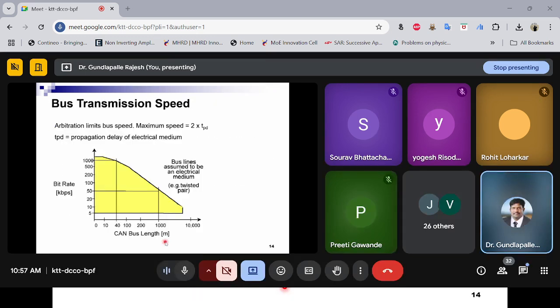Usually the bus transmission speed, so what transmission speed are we going to have? The maximum speed is given as 2 times TPD, where TPD is the propagation delay of the electrical medium. As the CAN bus length, which is in meters, increases, the bit rate is going to come down. The shorter the CAN bus, the larger the bit rate will be. This is with respect to twisted pair only. If you use an optical cable, that will be a different scenario.